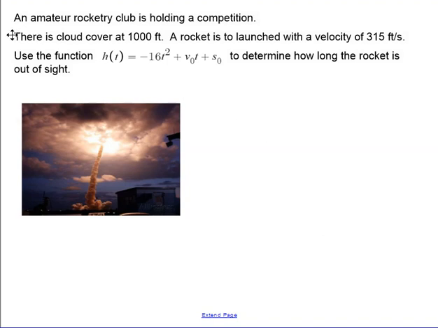Our first problem here says an amateur rocketry club is holding a competition. There is cloud cover at 1,000 feet. A rocket is launched with a velocity of 315 feet per second. Use the function h of t equals negative 16t squared plus v sub naught t plus s sub naught. Sub naught means the initial, the starting, before any time has passed. v for velocity, s for starting height. To determine how long the rocket is out of sight.